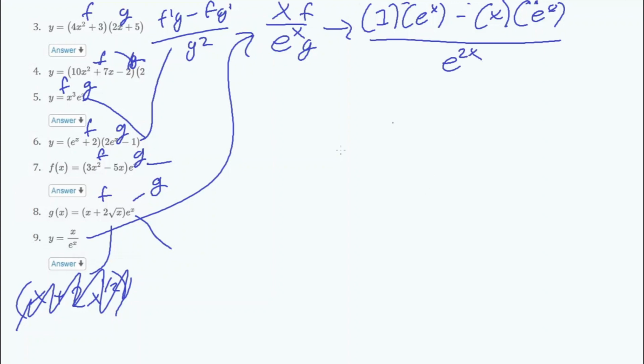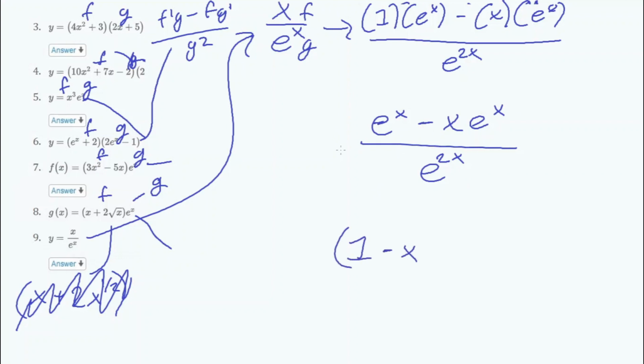And if you multiply it out, we're going to have e to the power of x minus x e to the power of x, and that's going to be over e to the 2x power. And I believe you can't really simplify from here. You could factor out the top. If you factor it out, it would be 1 minus x, and e to the power of x outside the parentheses. And you could kind of simplify it.